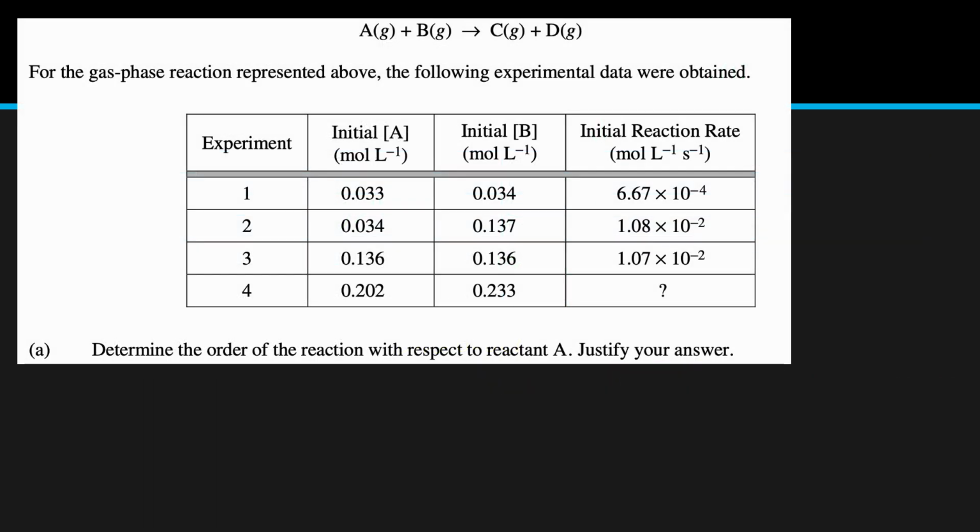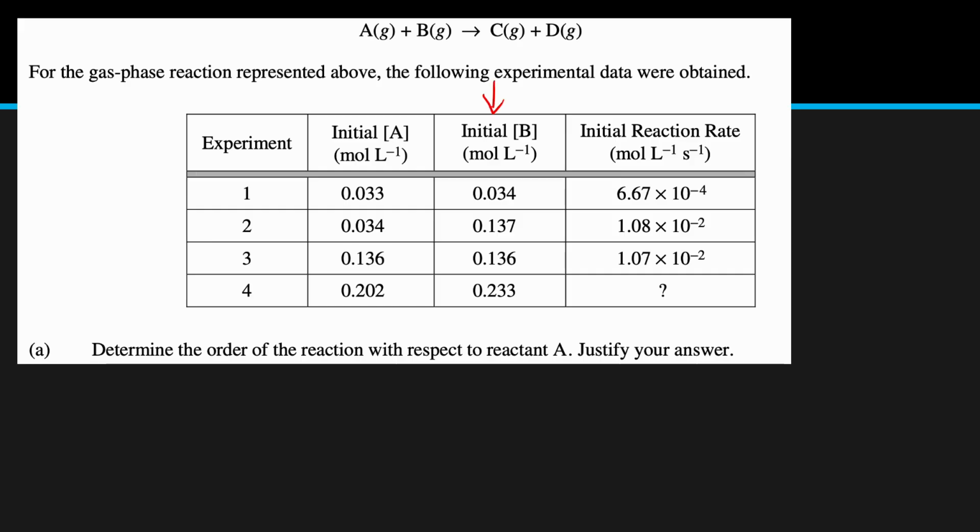So now let's do an actual AP Chemistry FRQ from 2008. It says for the gas phase reaction represented above, the following experimental data were obtained. A says to determine the order of the reaction with respect to reactant A and to justify your answer. So again, if we are looking for the order of reactant A, we need to look where B is constant.